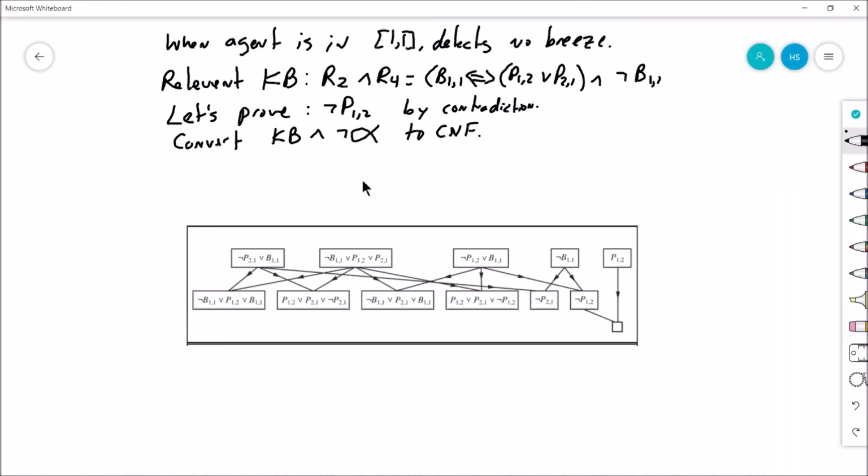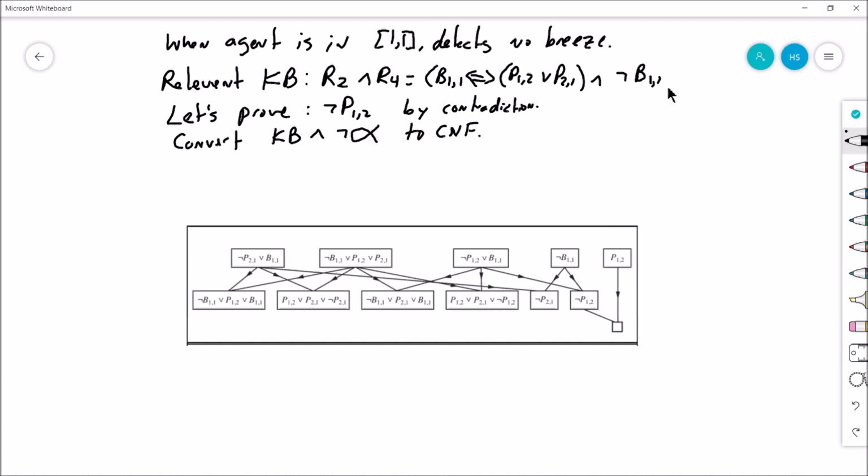Okay, so let's look at an example of that algorithm in action, right? So let's assume that we have the agent in square 1, 1, and he detects no breeze. Let's look at a relevant knowledge base. That would include sentence R2 and R4. Sentence R2 from our knowledge base was: there's a breeze in 1, 1 if and only if there's a pit in either square 1, 2, or there's a pit in square 2, 1, right? So that's the first rule, the first sentence.